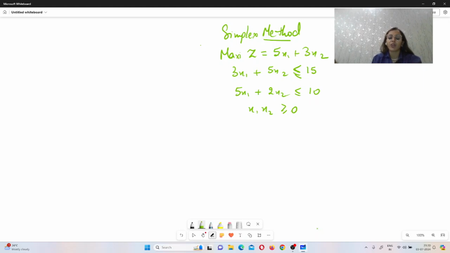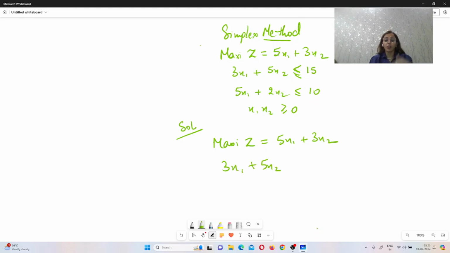For that, we first have to convert these inequalities into equations. We write it over here: maximize z equals 5x1 plus 3x2. In the first constraint, we convert the less than value into an equal value so that we can easily solve it. So 3x1 plus 5x2, now I included one slack value, and always remember the slack variable is taken like an x. Since we have x1, x2, we include here x3 as the slack value. Something is there now, and then only we make it equal to 15.